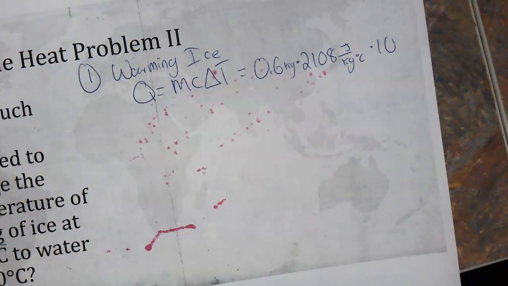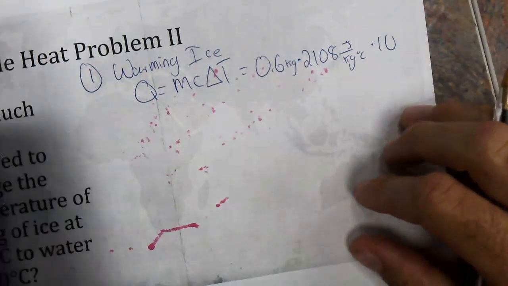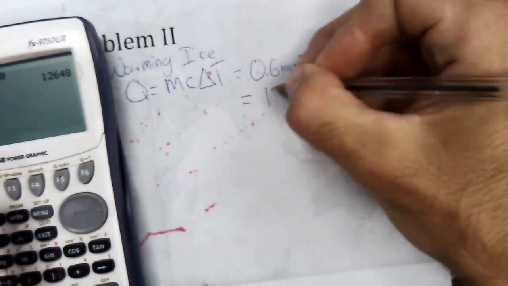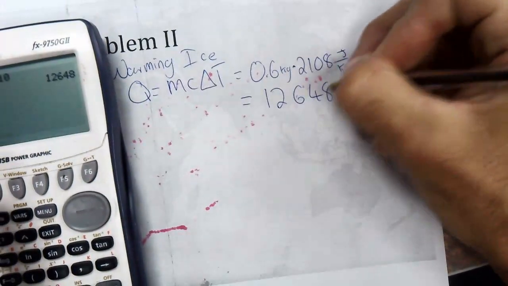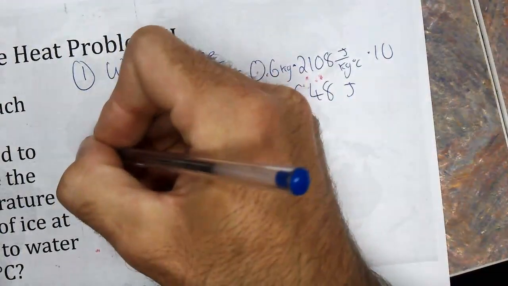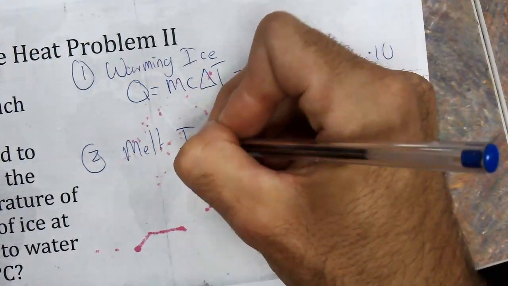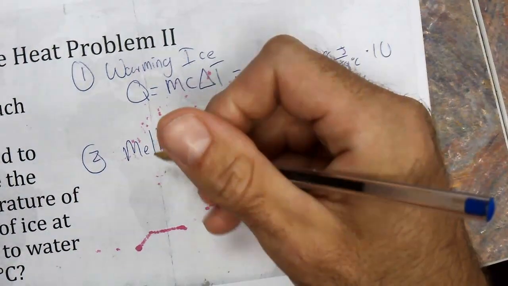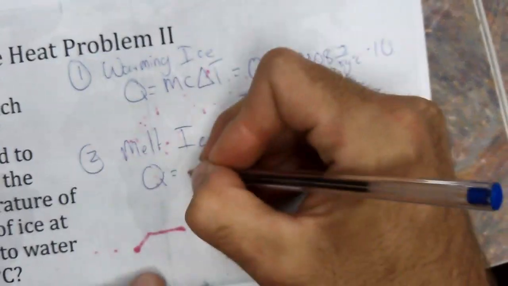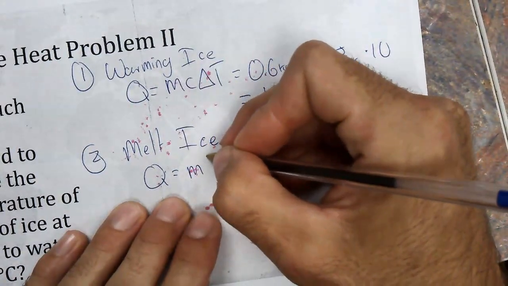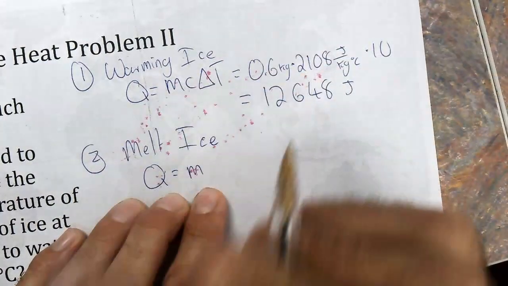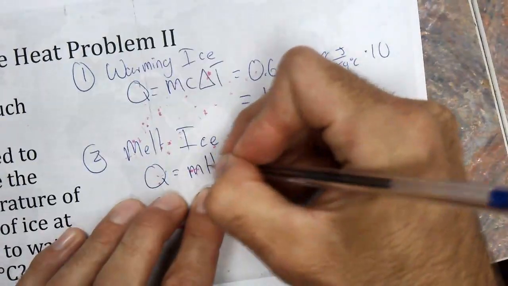Let's figure it out real quick. 0.6 times 2108 times 10 equals 12648. So this equals 12648 joules. Alright, part 2. We got to melt the ice. Now, believe it or not, I am very lazy. And to melt the ice, I need to do Q is equal to mass times the heat of fusion or vaporization. Again, it's ice, it's solid, so it's going to be the heat of fusion.